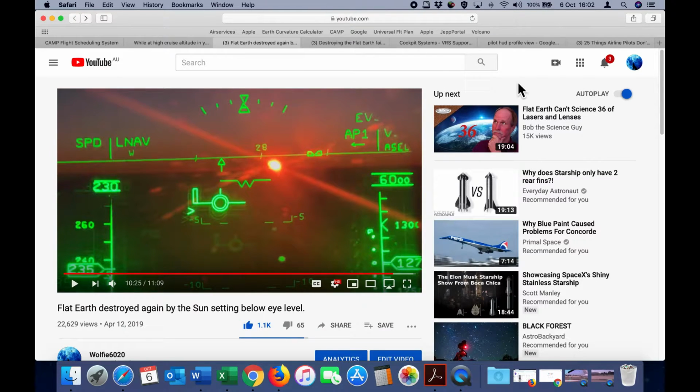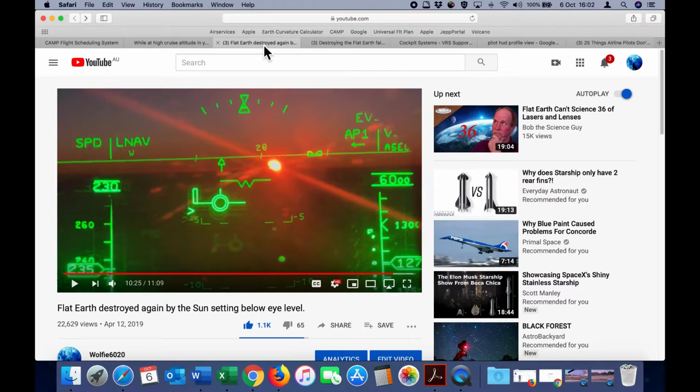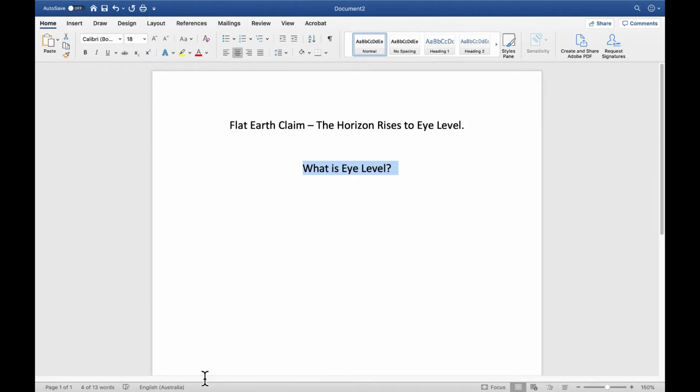So I'm sorry, flat earthers, you can rant and rage and obfuscate as much as you want, but it won't change the reality. And the reality is that here we see the moon below horizontal, below eye level, and here we see the sun below horizontal, below eye level, utterly destroying the flat earth claim that the horizon rises to eye level.